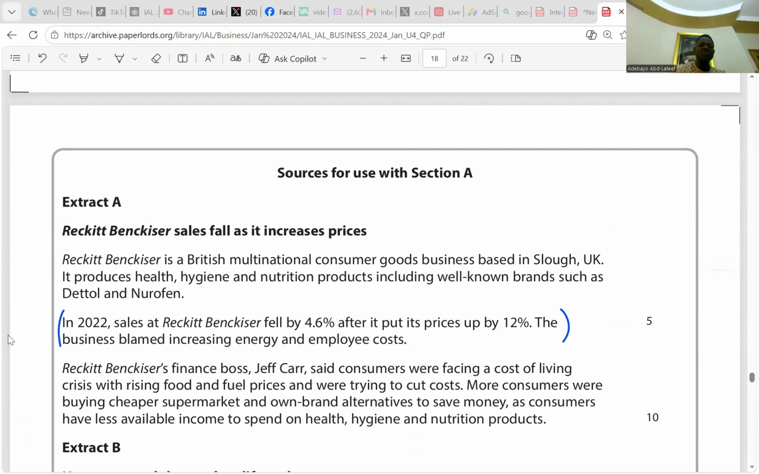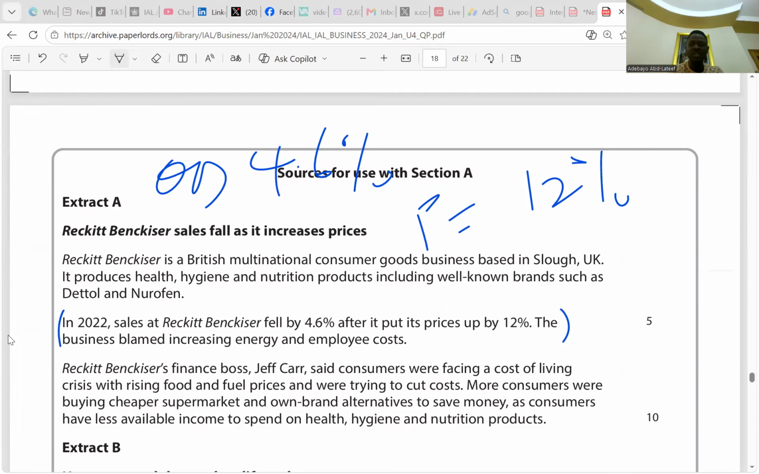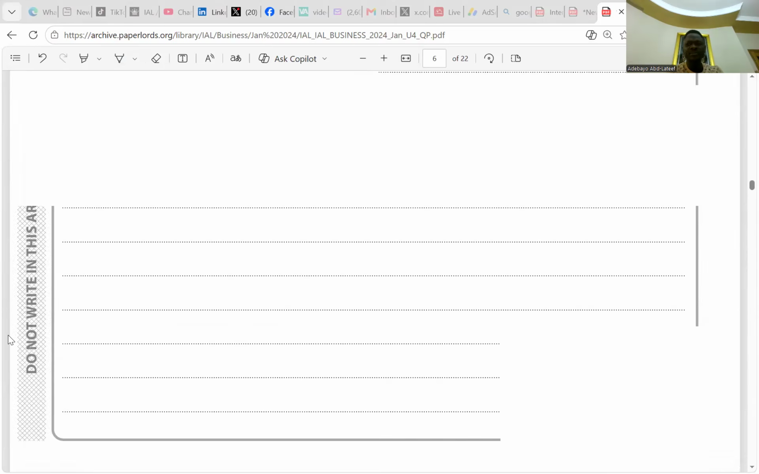All right. So for extract A, we look at the second paragraph here. They said, in 2022, sales of records fell by 4.6% after it put its price up by 12%. So the quantity demanded fell by 4.6%, and the price rose by 12%. So we have 4.6% and 12%. They said we should calculate the price elasticity of demand. So go back to the question.